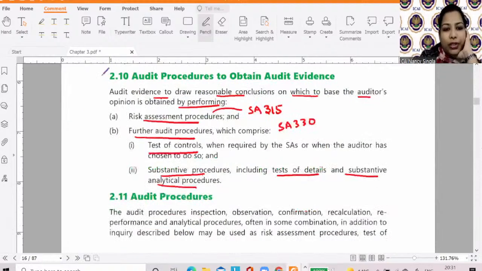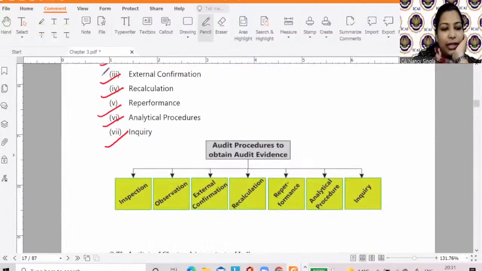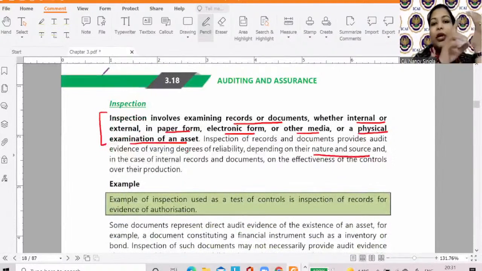What are the audit procedures? So here we did what the audit procedures are. First of all we'll have a look at inspection. Inspection is what? I will be picking up the keywords. Okay, try to understand how you have to learn. Examining the records or documents, internal or external, paper, electronic or other media, or physical examination of an asset. Okay, and it has varying degree of reliability depending upon the source and nature.